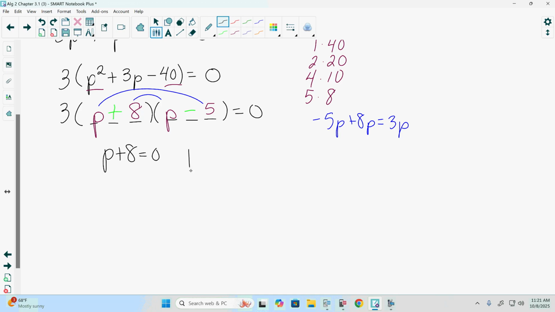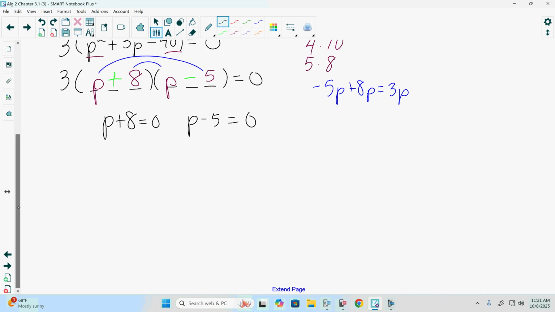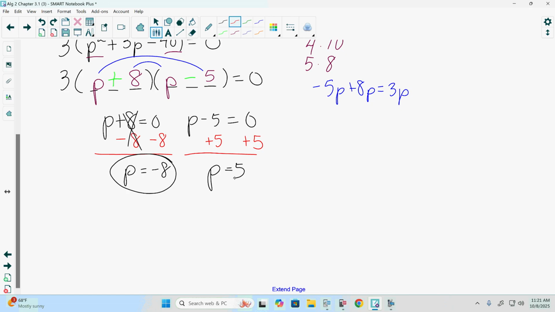And we factored it and did this so that we get two things multiplied together, two or more things multiplied together equals 0, so one of them has to be 0. So for our p plus 8, we would minus 8 from both sides, telling us p is equal to negative 8. P minus 5, we would add 5 to both sides, telling us p is equal to 5.